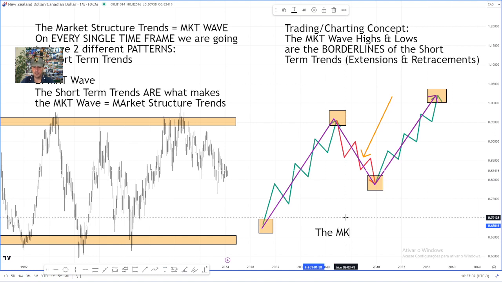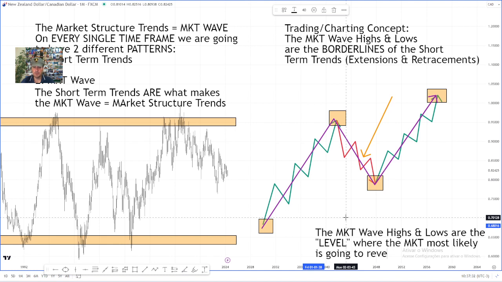Okay, so the market wave highs and lows are the levels where the market most likely, probabilistic thinking, most likely is going to reverse, meaning change direction, right? Change direction.